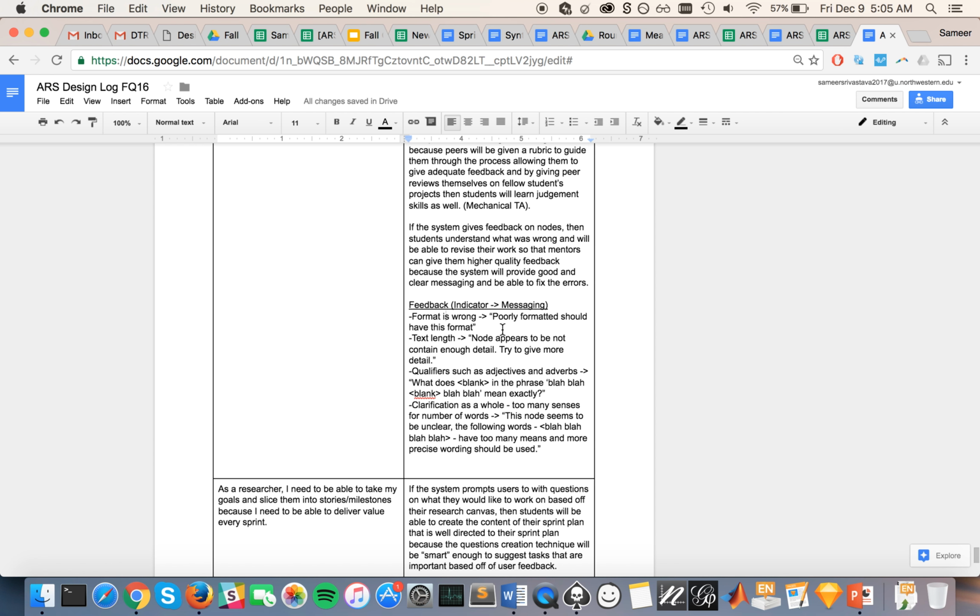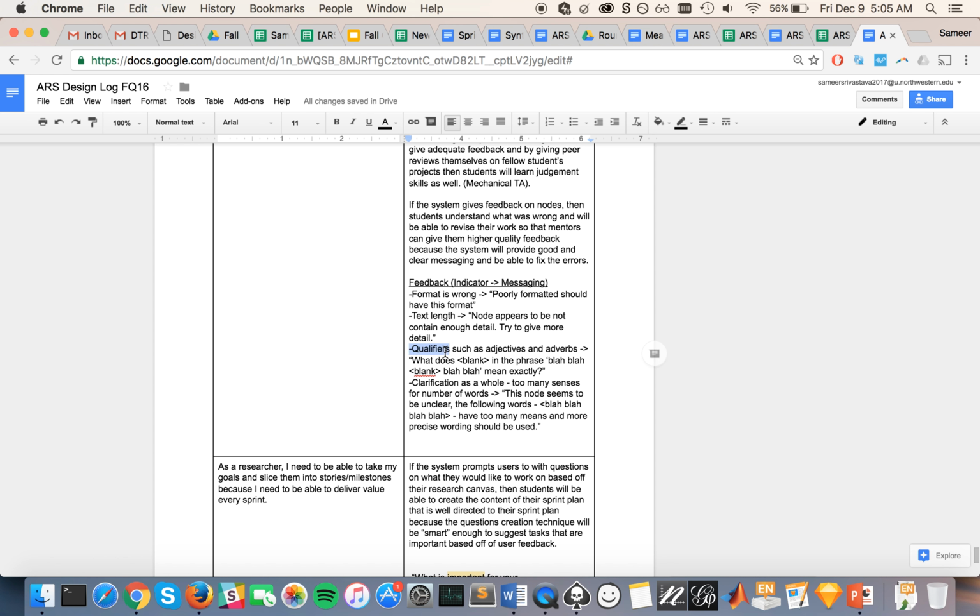So these are system things. We do want the system to do things as well. If the text length is too short, then there may not be enough detail, so we mark it for revision. Qualifiers, like "enough" or "every time," something of that nature, which I think is possible through NLP. We can figure that out.